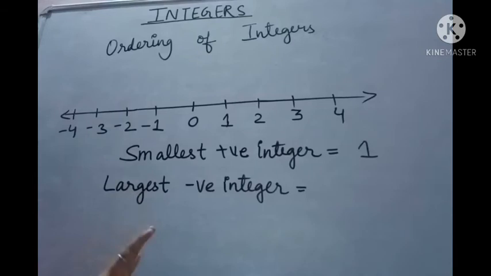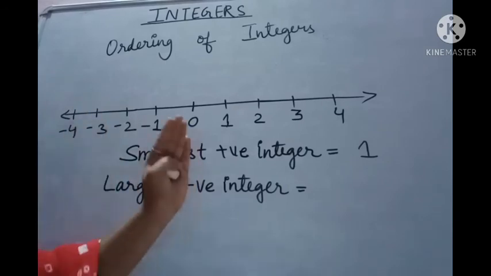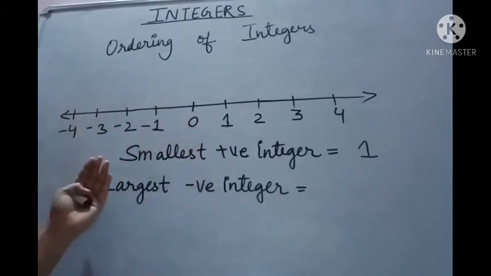Now with the help of this number line, you will be able to find out the largest negative integer. As I said to you, when you move left, going from right to left, you will get lesser numbers.